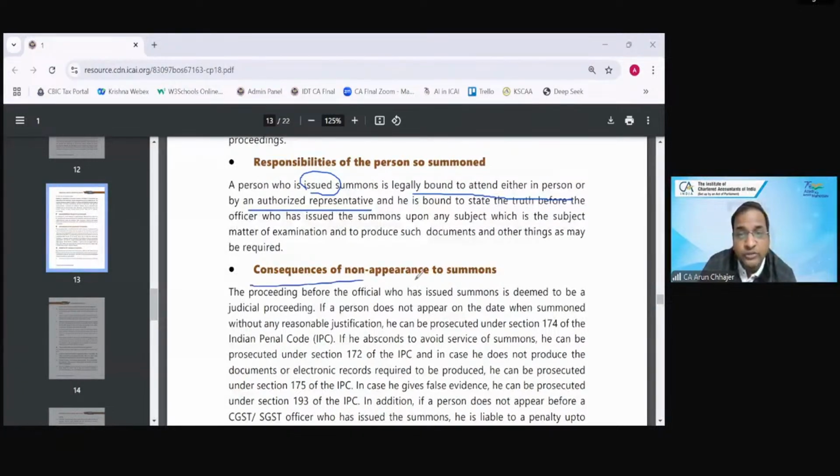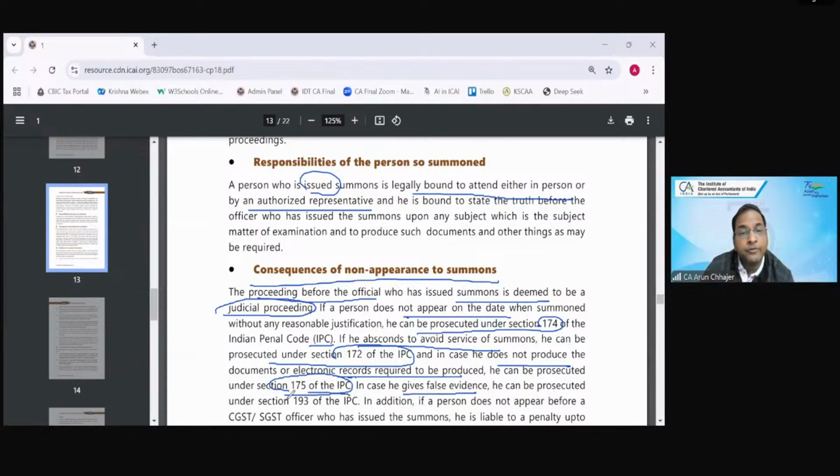If he does not appear, then what is the consequence? The proceeding before the official who has issued the summons is deemed to be a judicial proceeding. If the person does not appear, then he can be prosecuted under section 174 of IPC. If he absconds to avoid the summons, he can be prosecuted under 172 of IPC. In case he does not produce the document or records required, he can be prosecuted under 175 of IPC. In case he gives false evidence, then he will be prosecuted under 193. What does it mean? This is a judicial proceeding and liable under the Indian Penal Code.